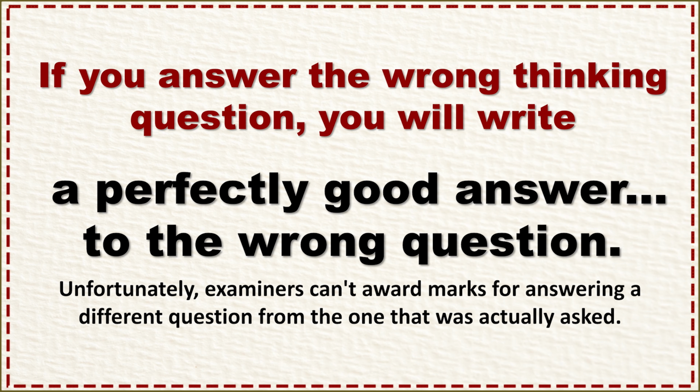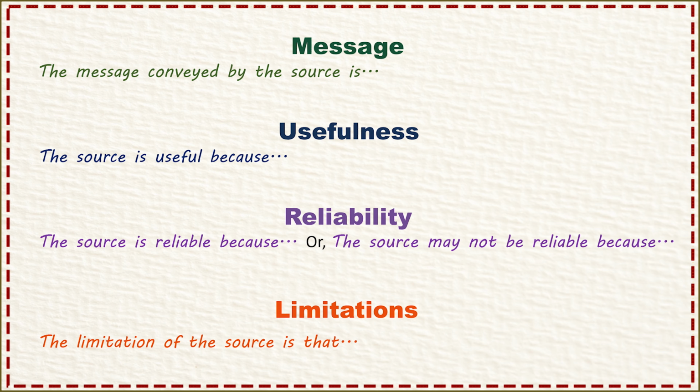Let's look at them one by one. For message, always begin with "the message conveyed by the source is," then you state the message. For usefulness questions, begin with "the source is useful because," then explain what exactly the source does, thereby making it useful. For reliability questions, begin with "the source is reliable because," or "the source may not be reliable because." And for limitations, begin with "the limitation of the source is that." Let's lock this in with one table.